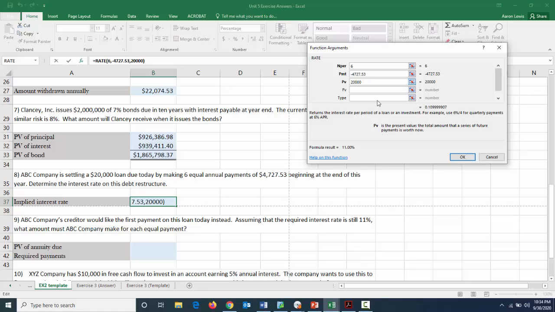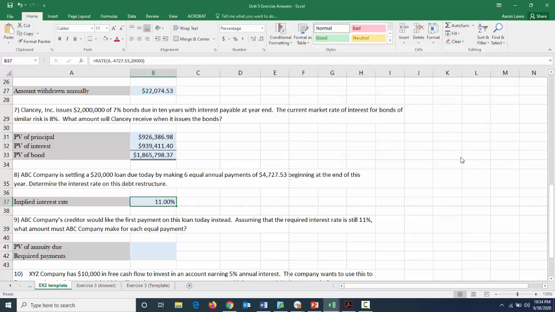So let's throw that $20,000 in, and then we hit OK, and it tells us the rate of interest that we are getting charged on this debt restructure is 11%. So essentially, instead of paying a big lump sum of $20,000 today, we're going to defer repaying it and pay it back in smaller payments, but by doing so, we're going to have to pay more. How much more? 11% more annually.